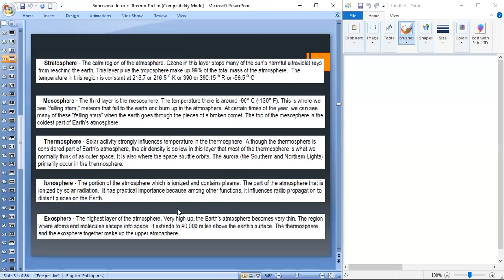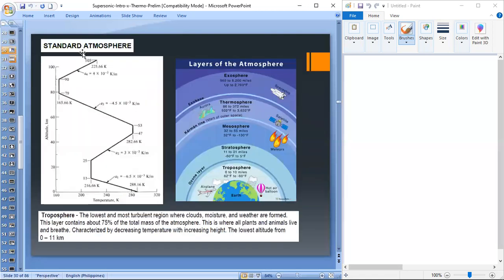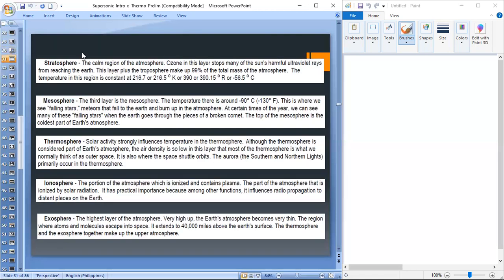The last layer is the exosphere, which is the outside. Exo means outside or out. It is the outer shell, the highest layer of the atmosphere, extending out to outer space. In aeronautical engineering, what we study is the troposphere and the stratosphere.